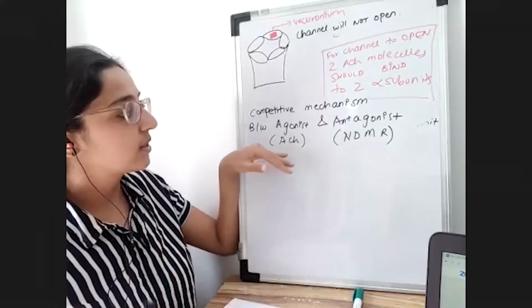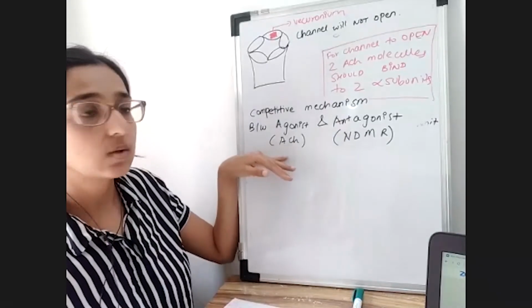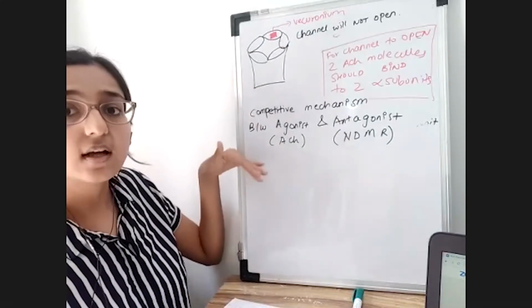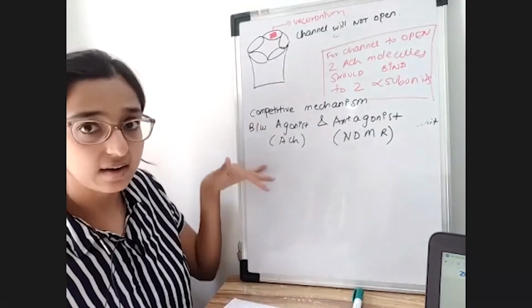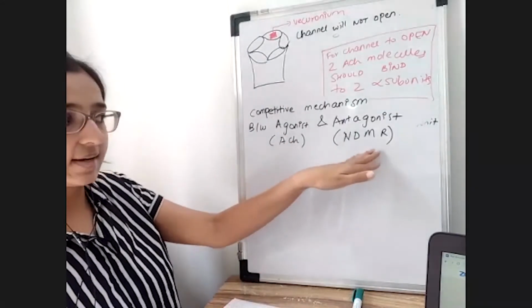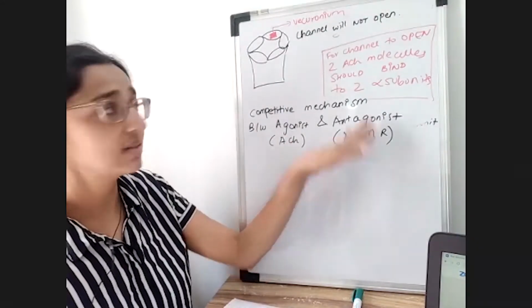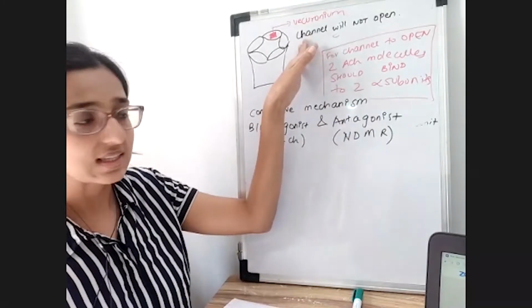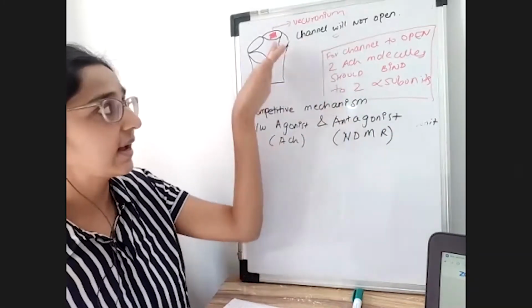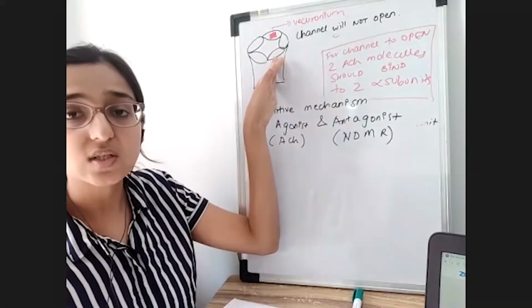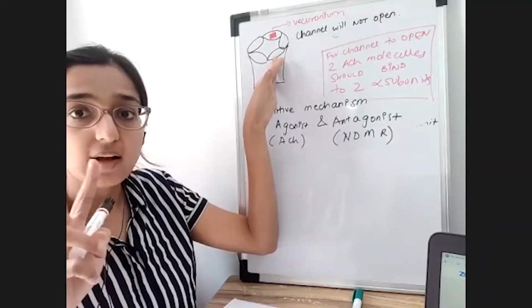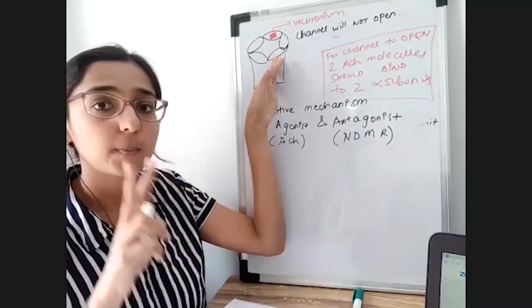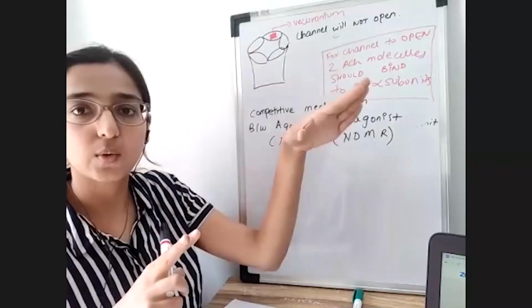If the concentration of the agonist, acetylcholine, increases greatly in the neuromuscular junction, that is in the cleft, that is when it will displace the antagonist, which is vecuronium in this case. It will go and occupy the two alpha subunits and displace this vecuronium.